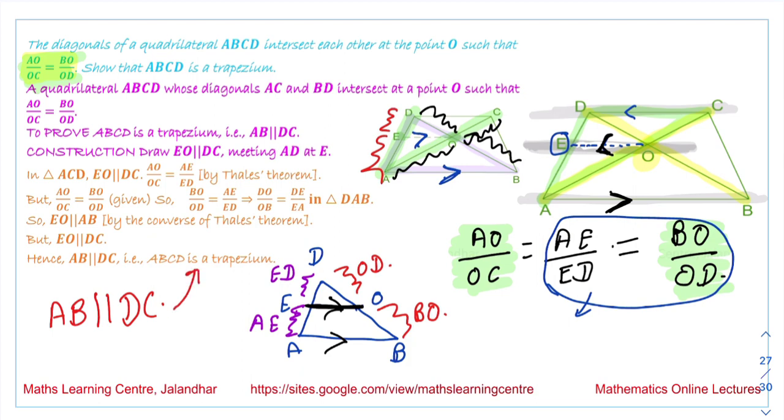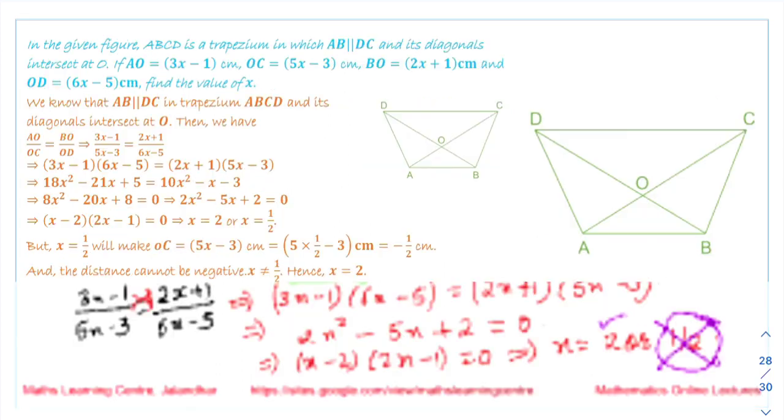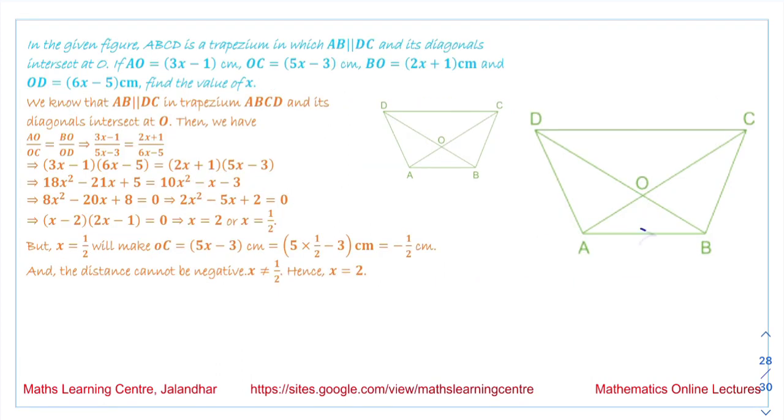Now next, in the given figure ABCD is a trapezium in which AB and DC are the two parallel lines, and its diagonals intersect at O. If AO is 3x minus 1, OC is 5x minus 3, BO is 2x plus 1, and OD is 6x minus 5, we have to find the value of x.